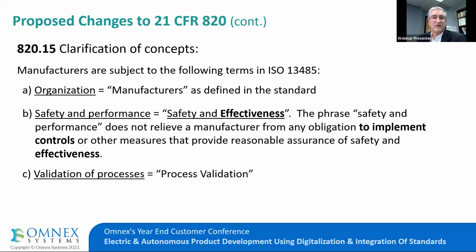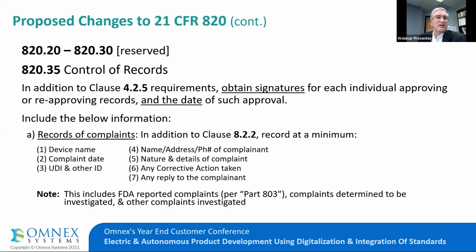Validation of processes equals process validation. The clarification of paragraphs 20 through 30, which are management responsibility, 22 being quality audits or internal audits, 25 being personnel, and 30 being design controls. These paragraphs are no longer in Part 820. They're referring to 13485.